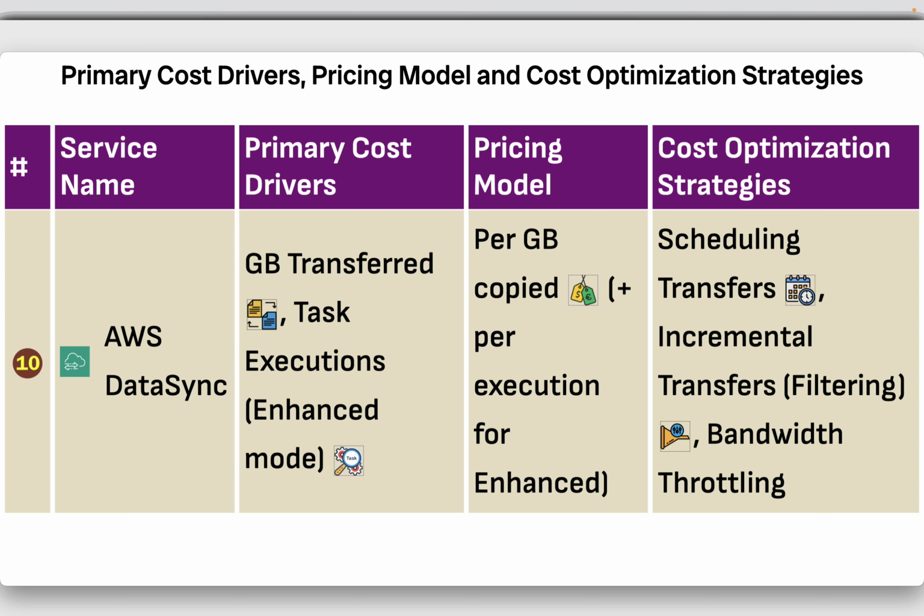AWS DataSync. Primary cost drivers are GB, how much data you have transferred, and task executions, which is in enhanced mode. Pricing model is per GB copied plus any optional fees. Cost optimization strategies are scheduling, incremental transfers and bandwidth throttling.